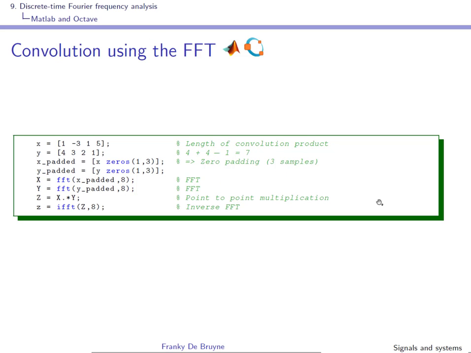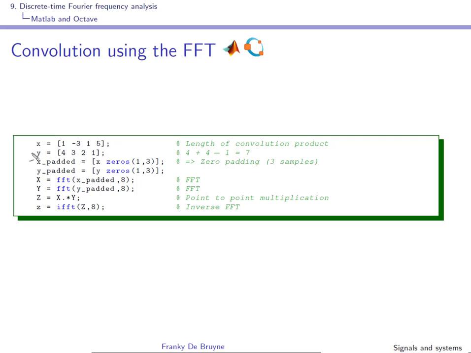So here we have two signals, x and y. These signals have finite support. They both have support 4. So at index k equal to 0, you have a 1 here, at k equal to 1, minus 3, and so on. And outside these indices from 0 to 3, the whole signal is 0.